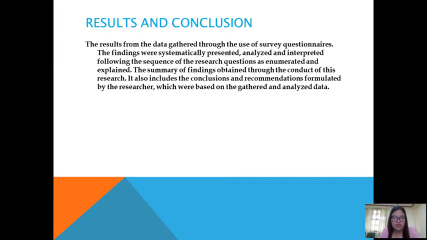Results and conclusion. The result from the gathered data through the use of survey questionnaires. The findings were systematically presented, analyzed, and interpreted following the sequence of the research questions as enumerated and explained. The summary of findings obtained through the conduct of this research. It also includes the conclusion and recommendation formulated by the researcher, which were based on the gathered and analyzed data.